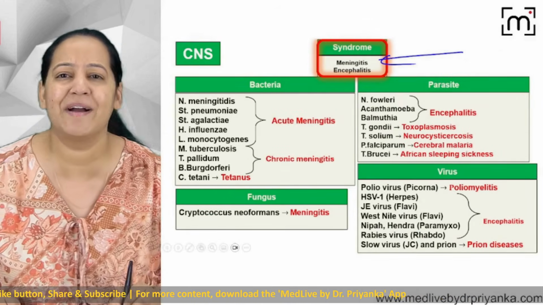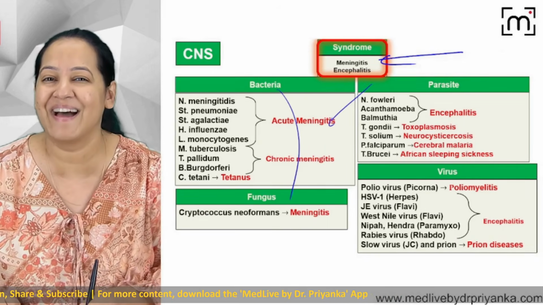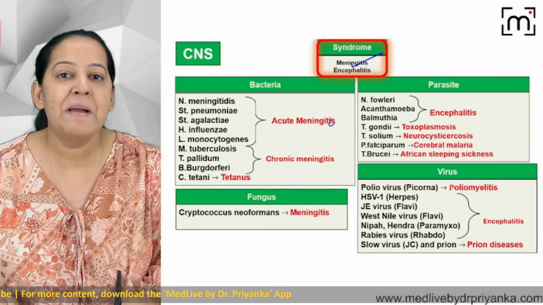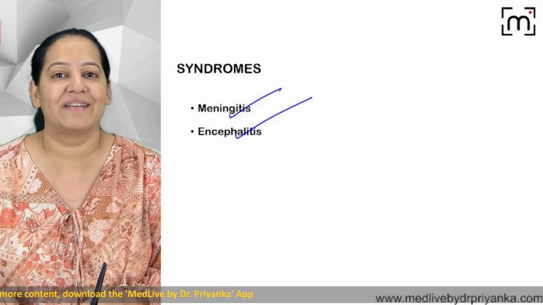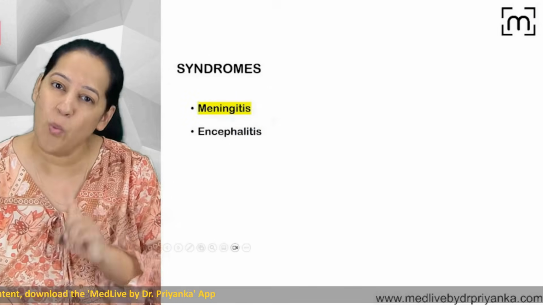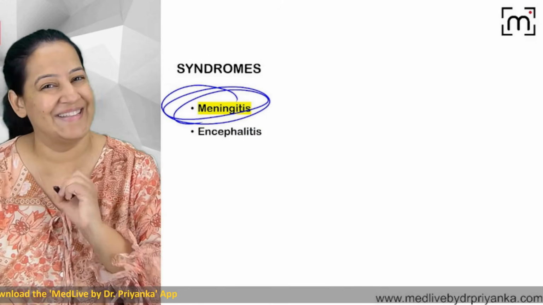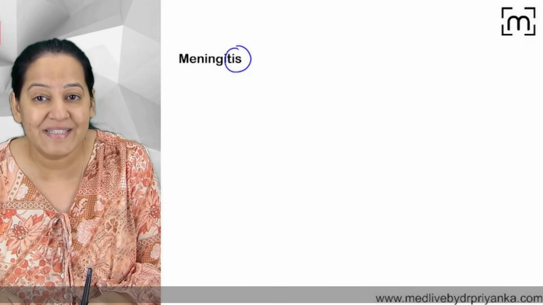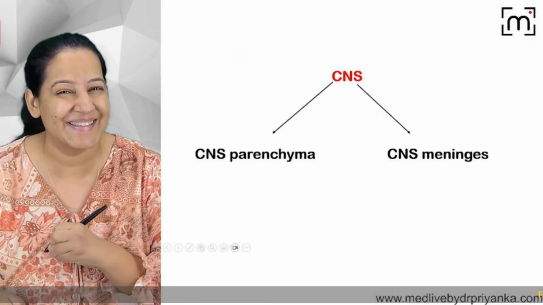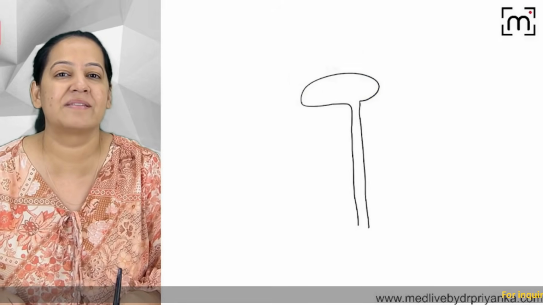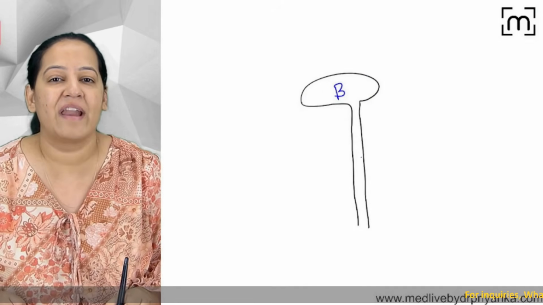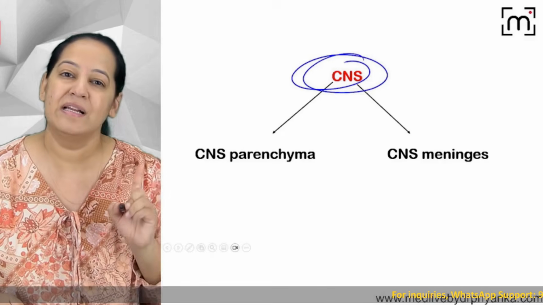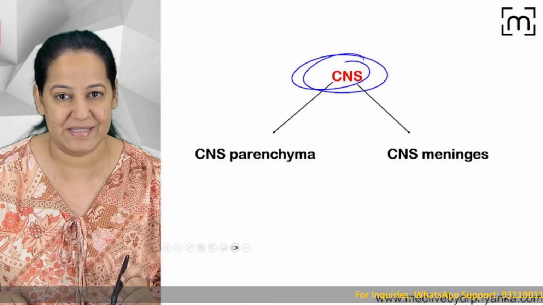Have a look. I will quickly complete the syndromes and then I will quickly complete the 9 bacteria. Okay, let's start the syndromes. There are 2 syndromes. What are the 2 syndromes? Meningitis and encephalitis. We will study them one by one. Let's start with meningitis. What is meningitis? You can't understand meningitis unless you understand the meninges. So first have a look at the central nervous system. We have the brain and the spinal cord. Can you see? The brain and spinal cord are present in the central nervous system.